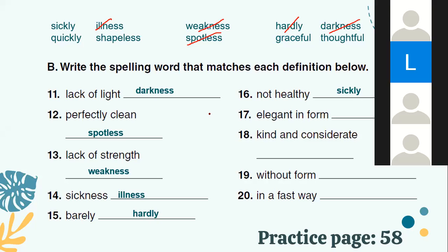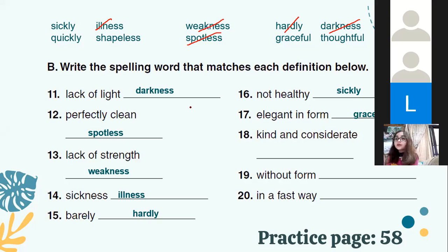Okay, who knows the answer for 17? Elegant in form. When someone is elegant, very elegant and stylish, he wears a lot of beautiful clothes. Graceful. Excellent. Number 18, guys. Kind and considerate. Considerate, he thinks about others, he feels with others. Shapeless? Oh, I mean thoughtful. Thoughtful, that's right. No problem.